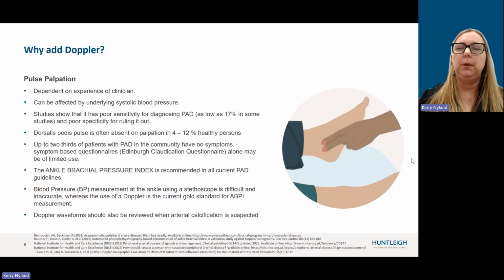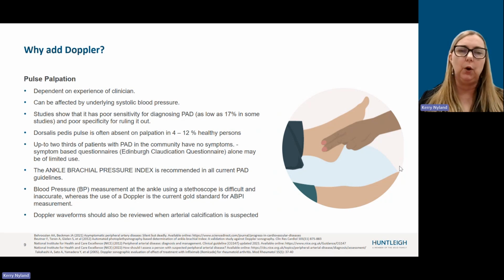So why add Doppler? As we said, pulse palpation is the first thing you can do. You've got your patient on the couch. You can easily be asking them about their history and feeling for pulses while you're doing it. But it is subjective and it's dependent on the experience of the clinician. Like anything, the more you do, the more confident you'll be at doing it.